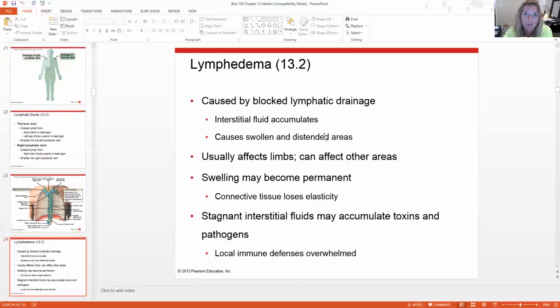Connective tissue will lose its elasticity, and therefore that area will just tend to be a little bit bigger than it's supposed to be because that connective tissue isn't rebounding. Stagnant interstitial fluids can accumulate toxins and other pathogens, so it's very important that our lymphatics be functioning and filtering properly. Local immune defenses would be overwhelmed if that interstitial fluid is just left sitting there and accumulating.